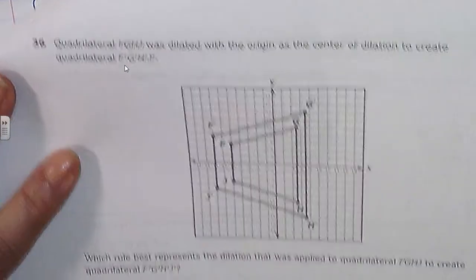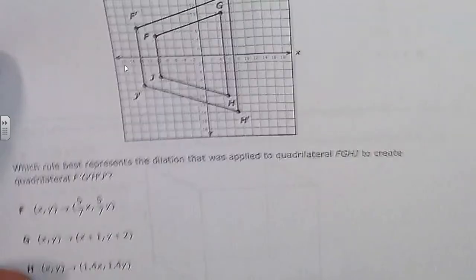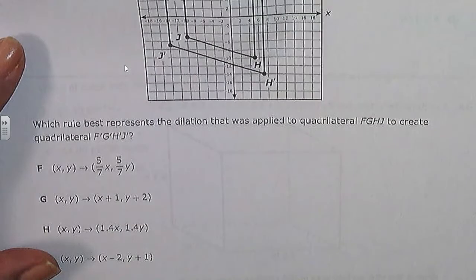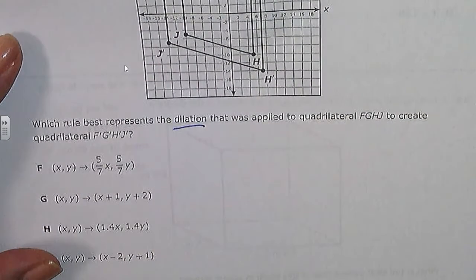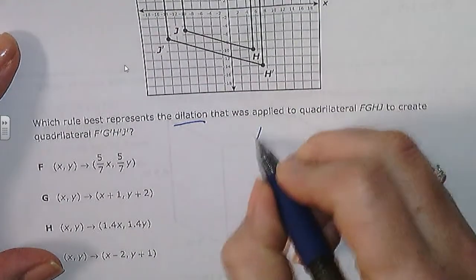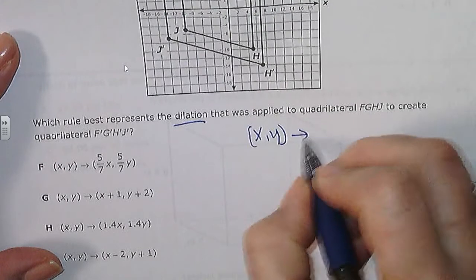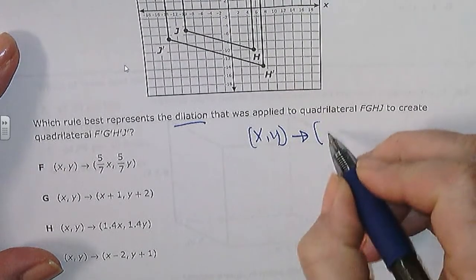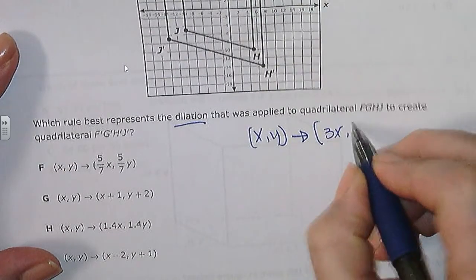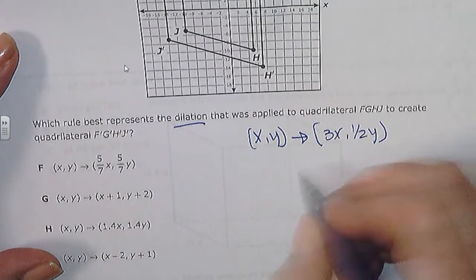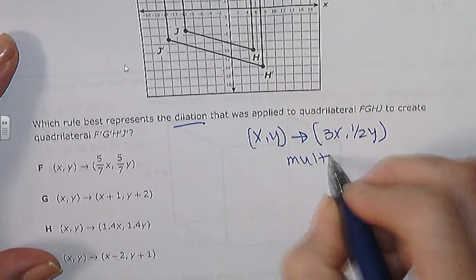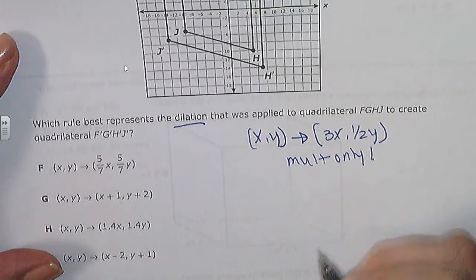And it says, what is the rule for dilation applied to this quad to create... Okay, so it's the same kind of question. I'm going to underline dilation. What did we just say about dilation? X comma y yields a 3x and like a 1/2 y or something like that. Didn't we say multiply only? Isn't that what we just said?